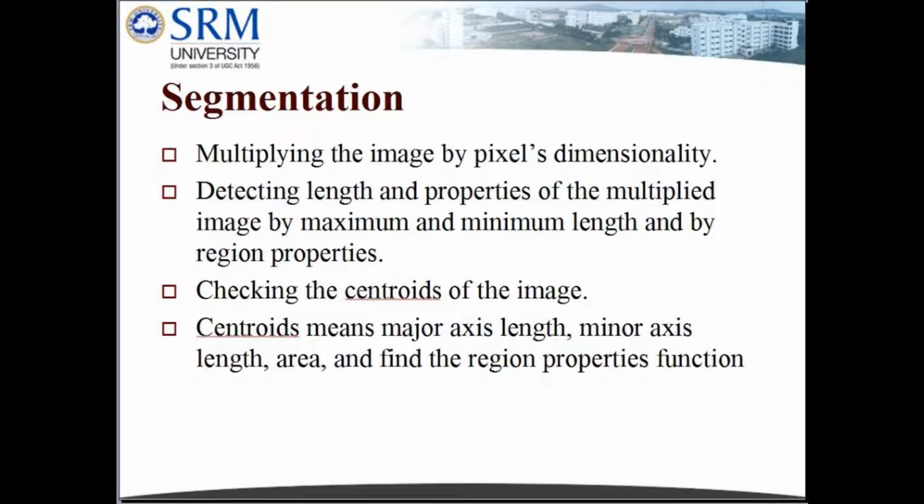And next is segmentation. Under segmentation, I'm multiplying the image by pixels dimensionality. After multiplying the pixels dimensionality, I am detecting the length and properties of the multiplied image by maximum and minimum length and by the use of region properties. After that, I am checking the centroids of the image. Centroids means major axis length, minor axis length, area, and finding the region properties and function.